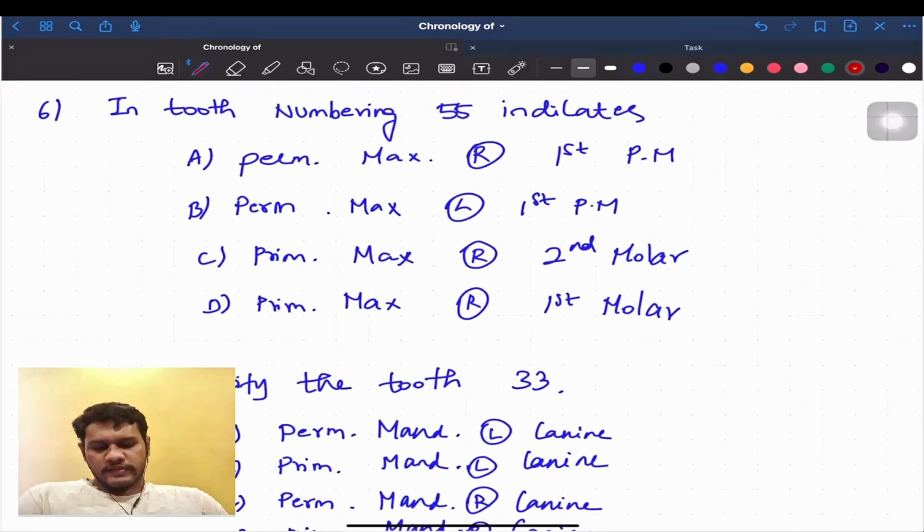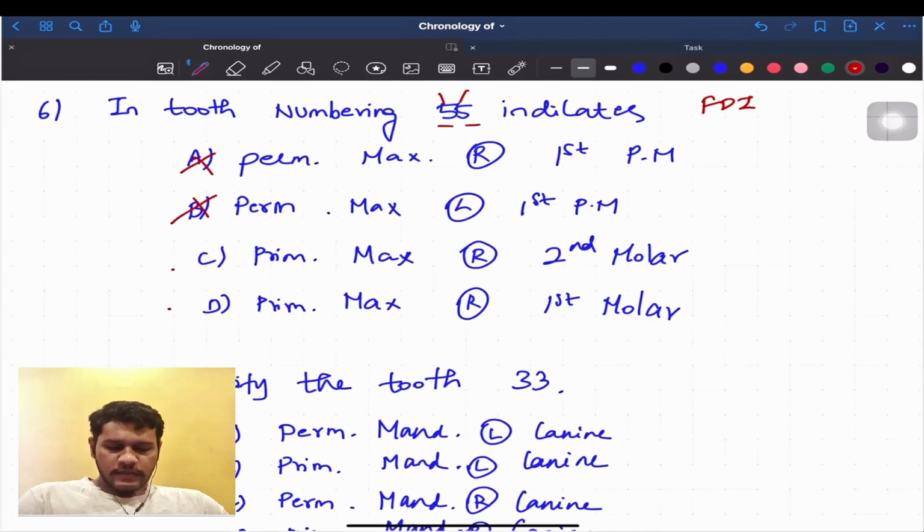In the tooth numbering system, they are asking what 5 indicates. This is from the FDI system, the 2-digit system. You have to see the first digit: 5 refers to the primary dentition quadrant. So 5, 6, 7, 8 is absolutely the primary dentition. If you check the options, two of them give permanent dentitions, so those are not the options.